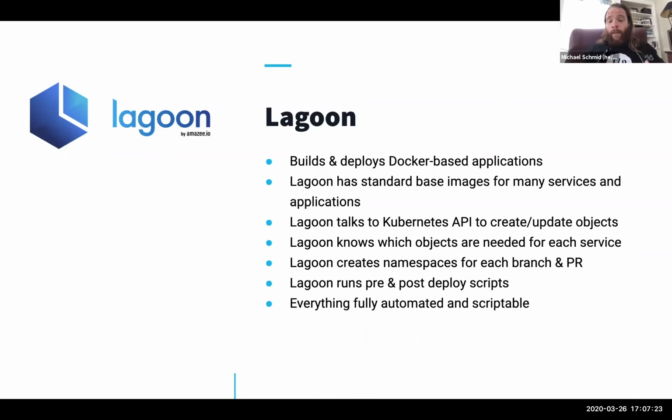And everything that Lagoon does is fully automated, but it's also scriptable. Everything is API first. So for example, if you want to inject or add a specific step, you can do this. You can see which deployment has already run, which environment exists, where they are deployed, what's the status. All of this is scriptable via the GraphQL API that Lagoon provides.